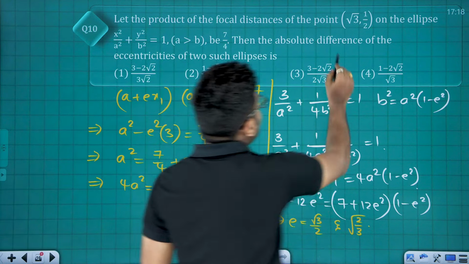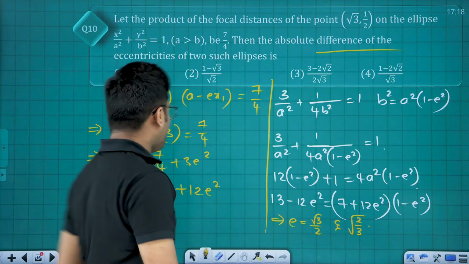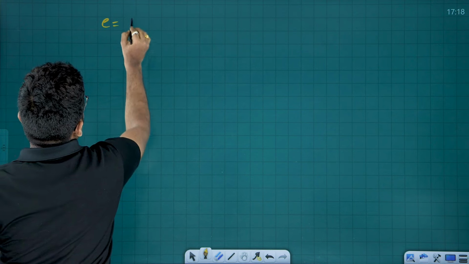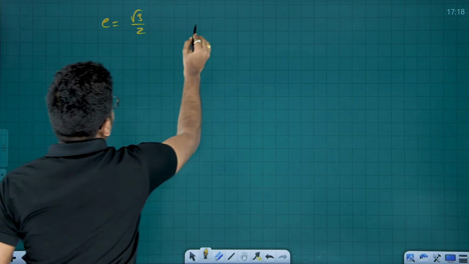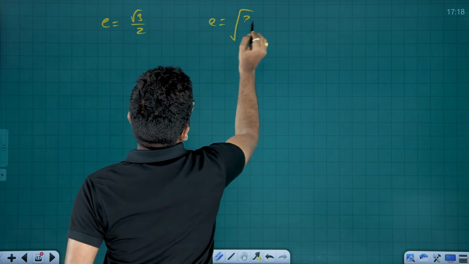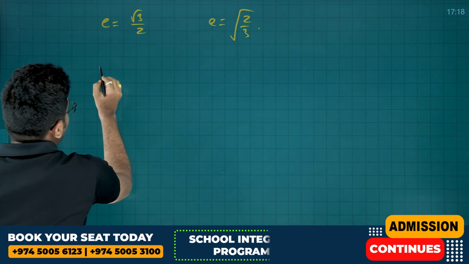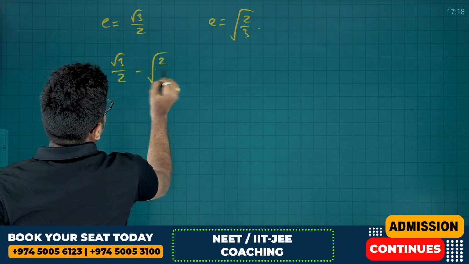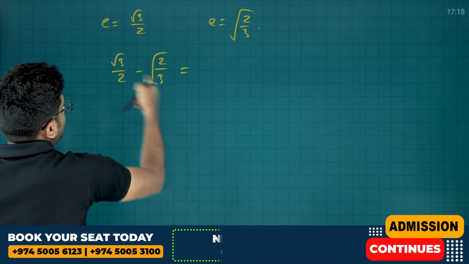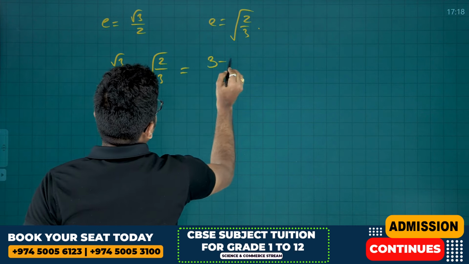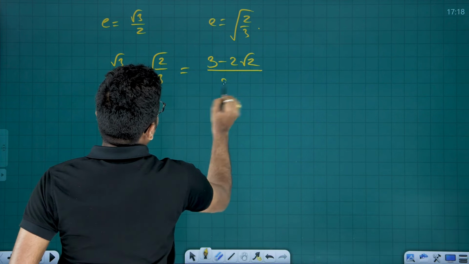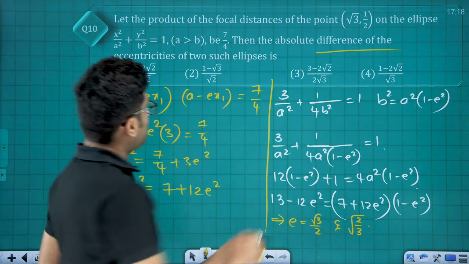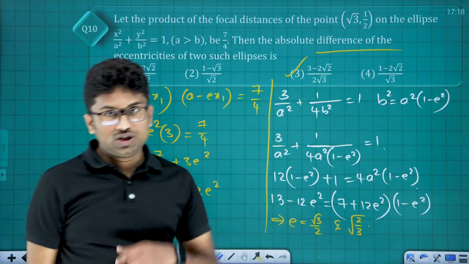Then what is the absolute difference of the eccentricities? Now we have got two values for e: one is root 3 by 2 and the other is root over 2 by 3. So absolute difference means root 3 by 2 minus root over 2 by 3. Root 3 into root 3, 3 minus 2 root 2 divided by 2 root 3 is the answer, which is option 3.